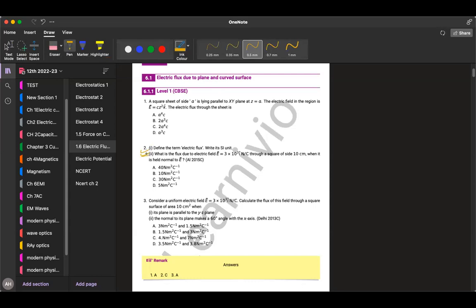Solve this question. Sir, I have a doubt in one derivation. Yes, we'll discuss it at the end of the class. Okay, sir.